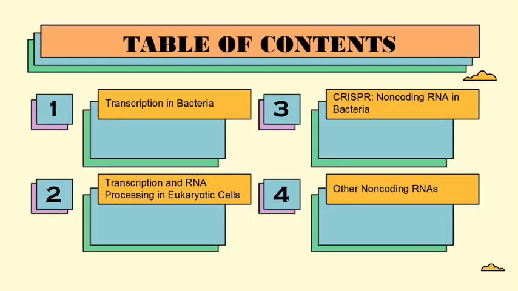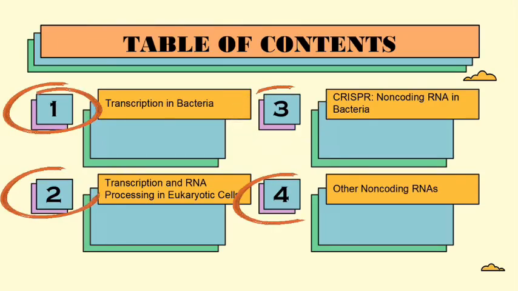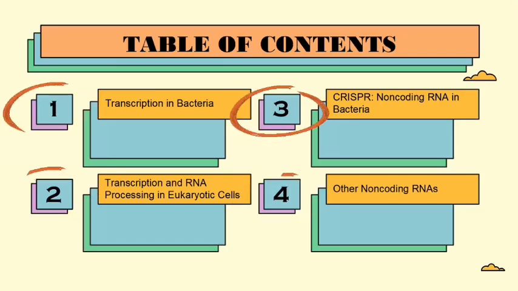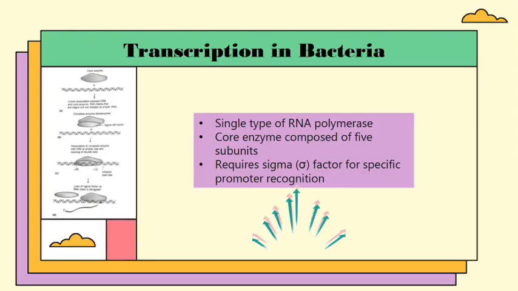And here is the table of contents. The first one is the transcription in bacteria. The second one is the transcription and RNA processing in eukaryotic cells. The third one is the CRISPR, non-coding RNA in bacteria. And the fourth one is the other non-coding RNAs. So let us start with this slide.